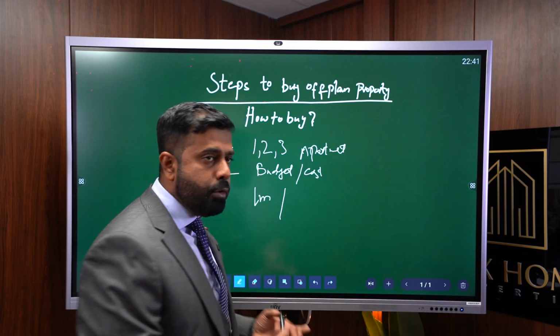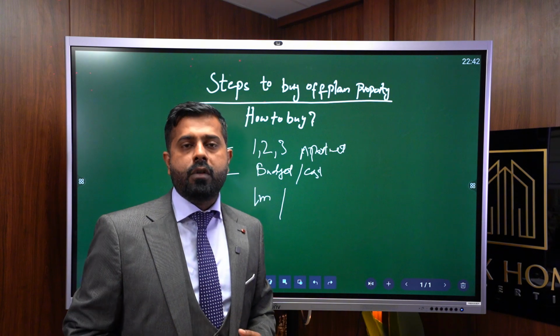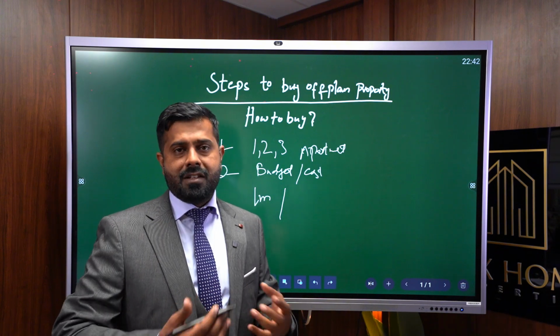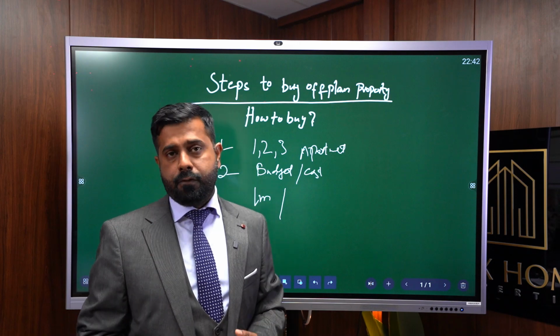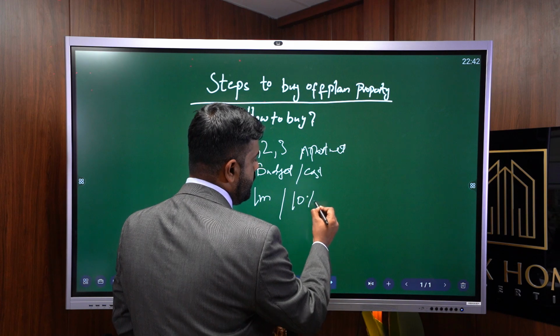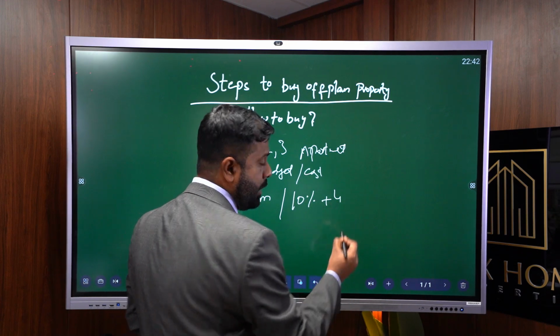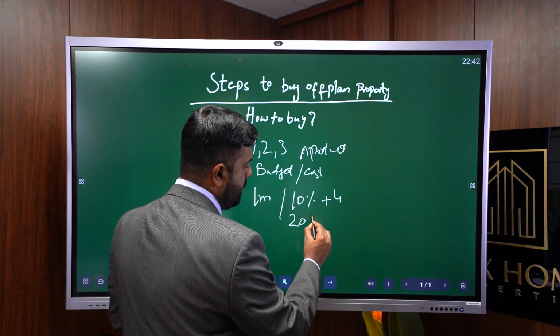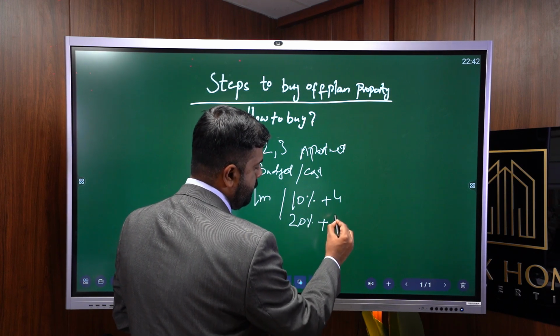Let's say in the Dubai off-plan market, we know that we have to pay a minimum 10% down payment, or as a standard rule 20% down payment plus 4% DLD. For example, with some developers you are paying 10% down payment plus 4% DLD, and with others you have to pay 20% down payment and 4% DLD.